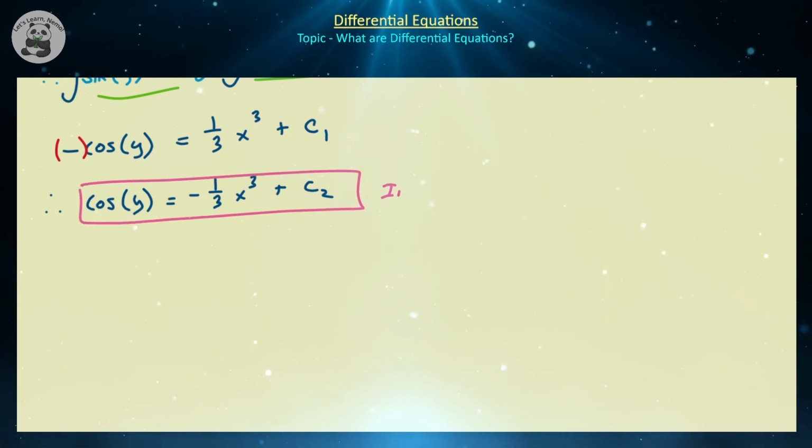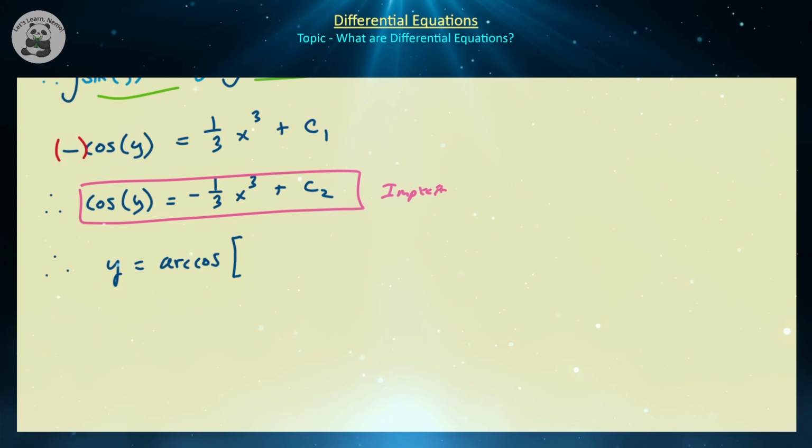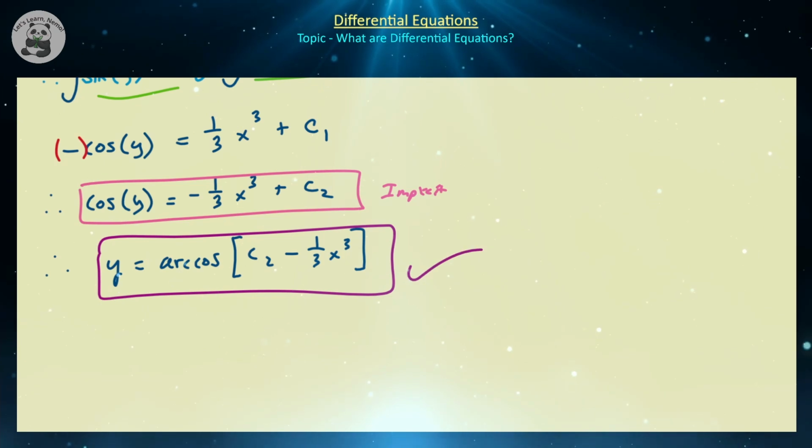It is the implicit solution, but we can actually solve this equation very, very simply because we should know the inverse of cosine. So if we invert the cosine function, as long as we have restricted that domain in an appropriate way, then we have the explicit solution as y is equal to the arc cosine. Let's call it, let's do c2 minus 1/3 x cubed. I think that's a nice way of writing it. So that would be our explicit solution to our original separable differential equation.